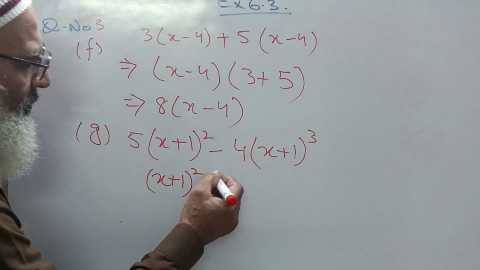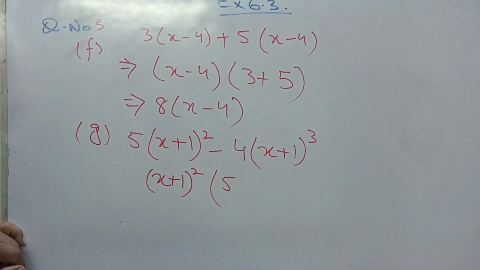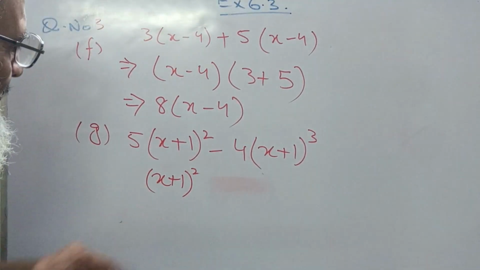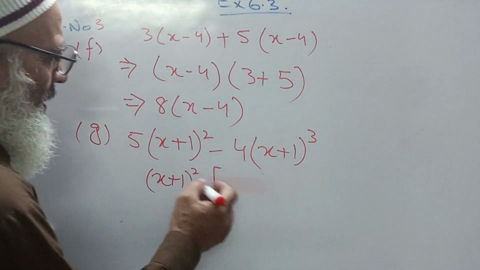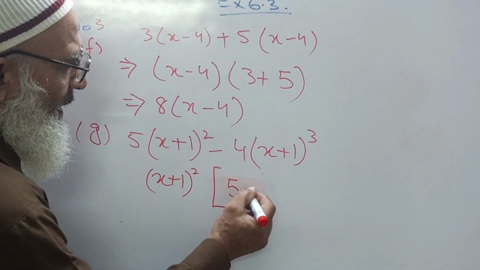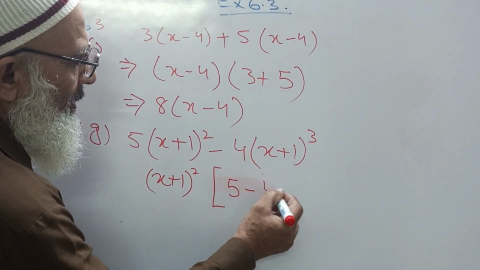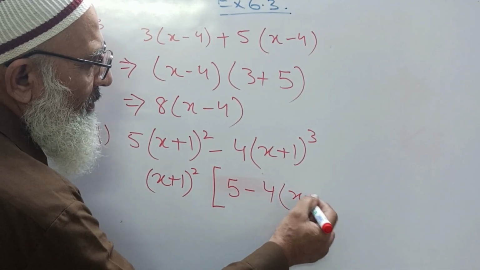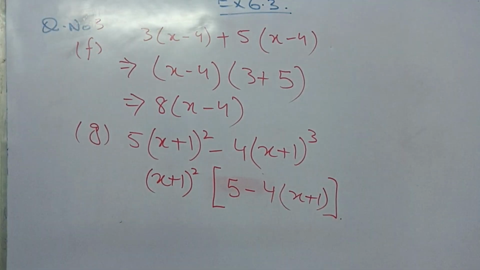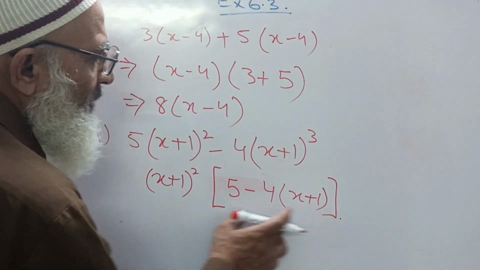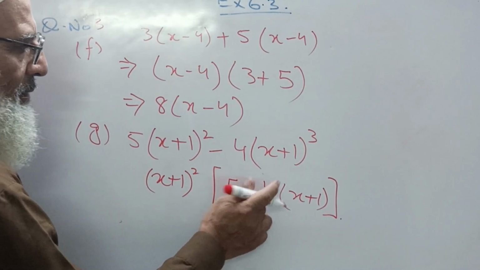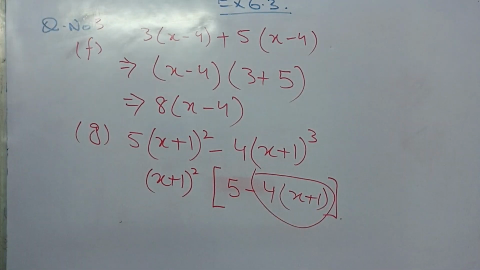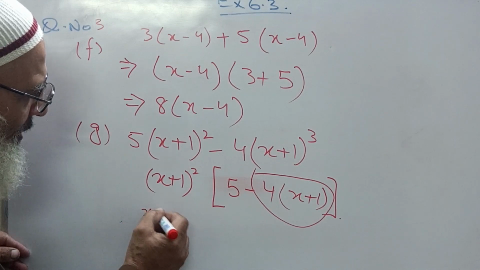Okay, now what we are left with is 5 minus 4, and x square plus 1 is common. So let me take this bracket now. Only 5 has been left from here and 4 from here, but this is one power still with us. Now this is your answer. Now you see that it means we have to multiply this with this one, because by the BODMAS rule, we have to solve this thing at first. So what will be the answer? x plus 1 the whole square.